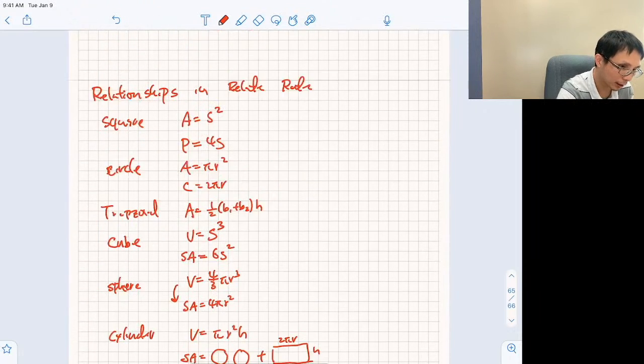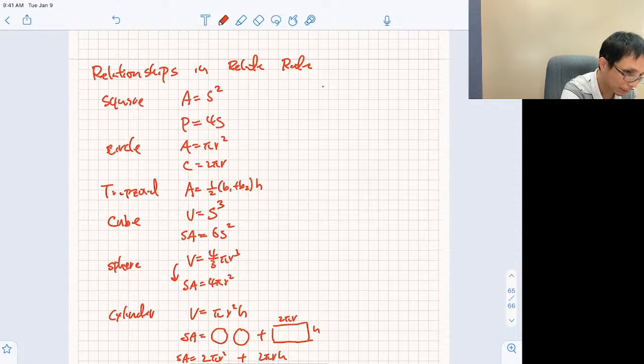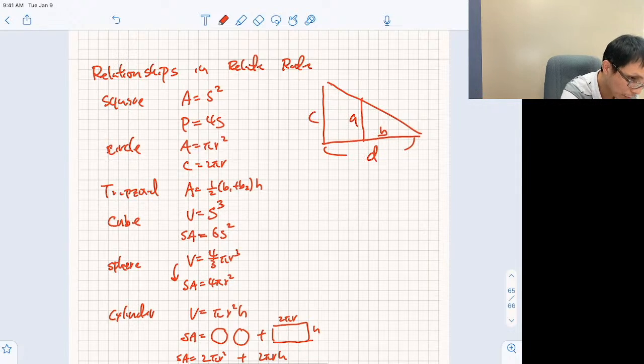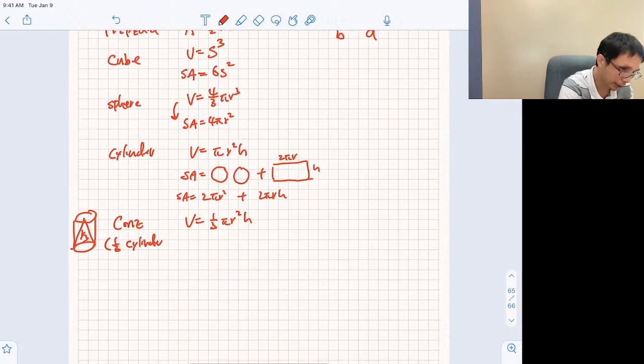For another relationship, it could be a similar triangle. Now, a similar triangle can be inside the cone, so you have to pay attention. Because it's going to be inverted, it's going to go straight down. So it's A, B, C, D. What's the relationship? Well, A over B is equal to C over D. Does that make sense?